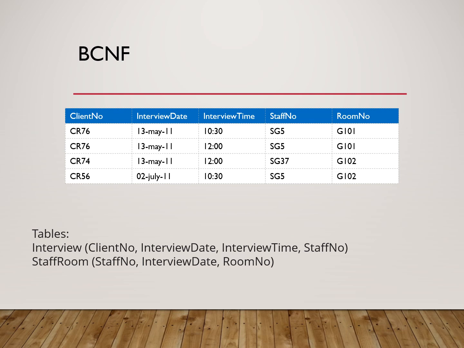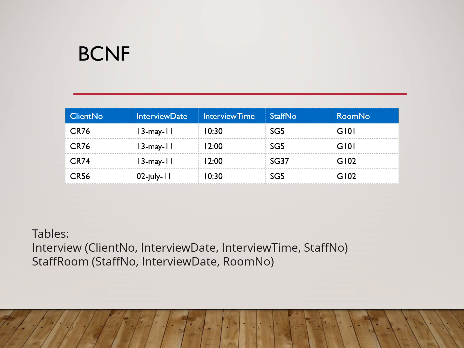According to these functional dependencies, we can split this into two tables. The interview table has client number, interview date, interview time, and staff number. The staff room table has staff number, interview date, and room number. Staff number and interview date are common in both tables. Once we have applied BCNF, we can then do fourth normal form.